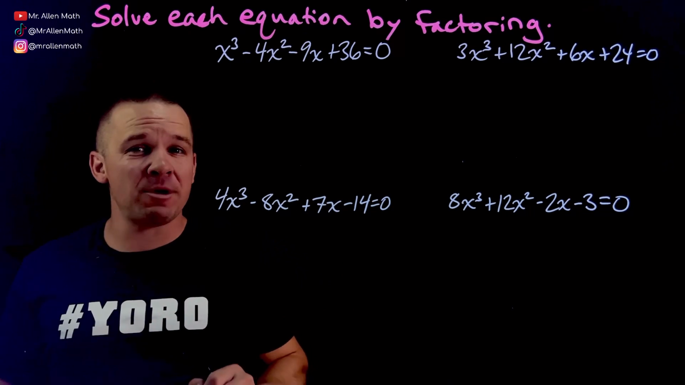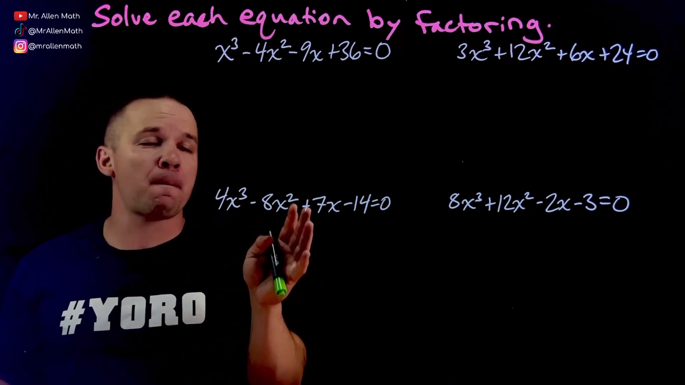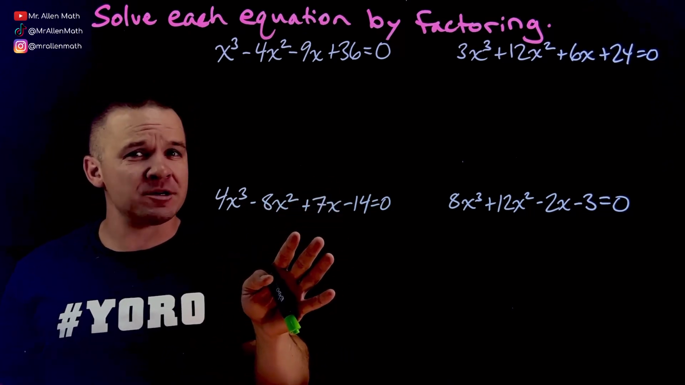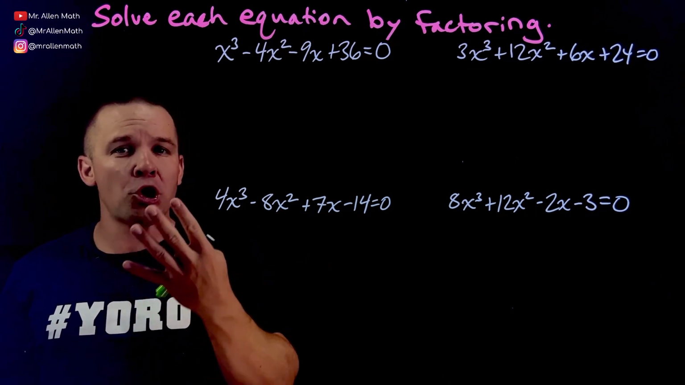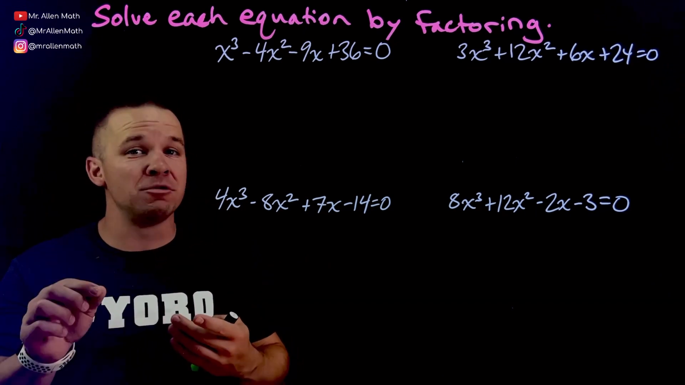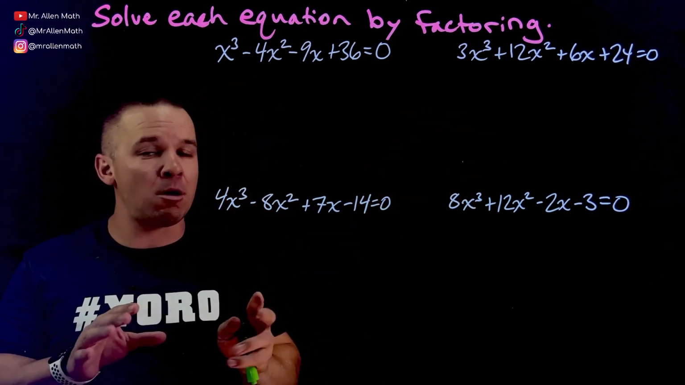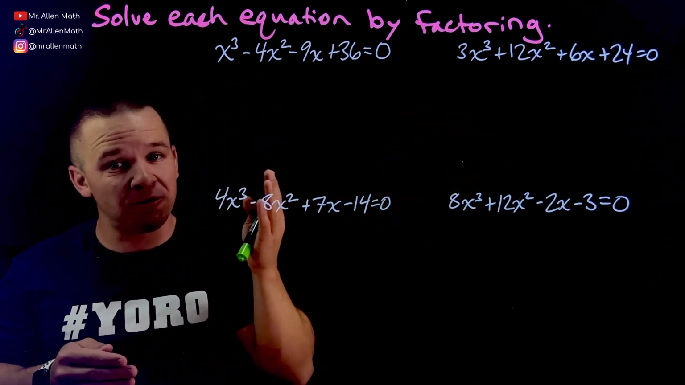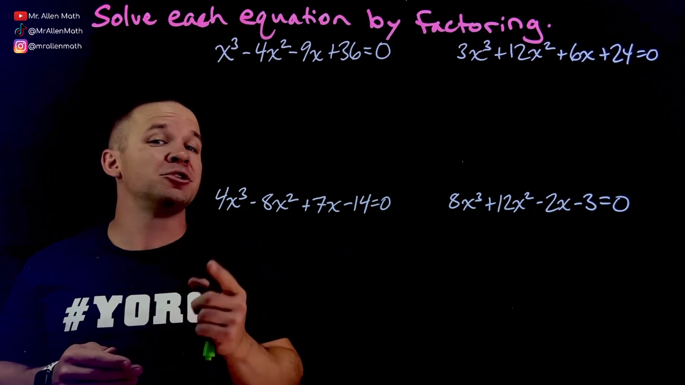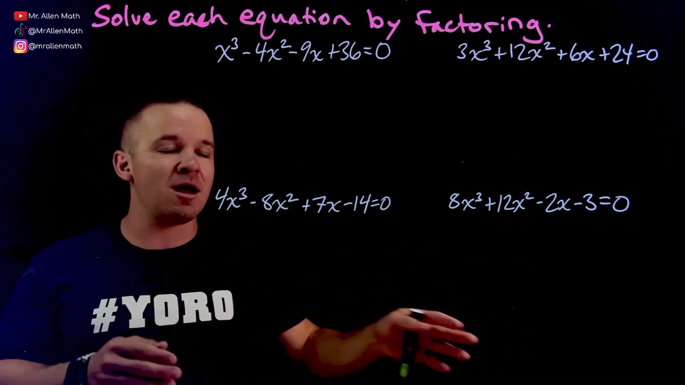In these four examples that we have right here, we're going to focus on factor by grouping. And one thing you're going to notice in common with all these is they have four terms. That is an indicator to use factor by grouping. We also have all four of these already equal to 0, but if they weren't, you need to get them equal to 0 before you try to solve by factoring because you're using the zero product property. All right, enough of that.